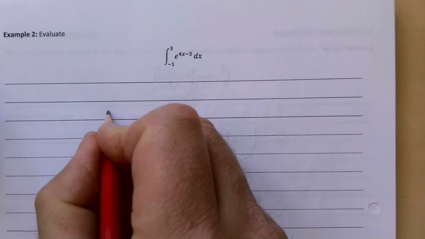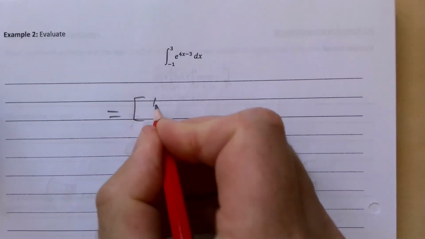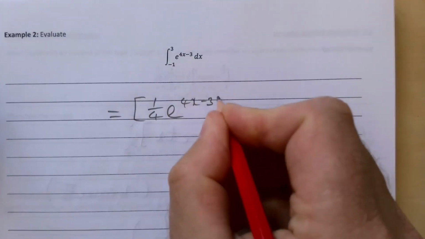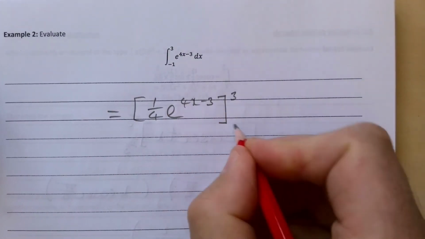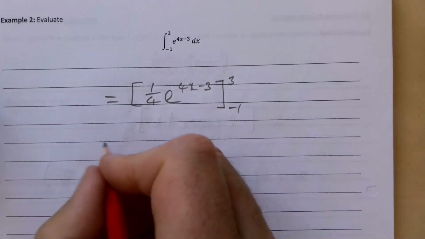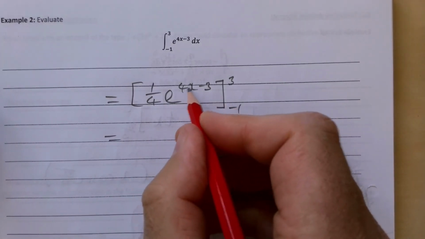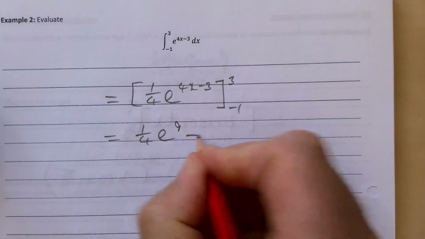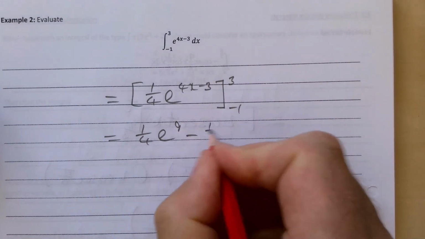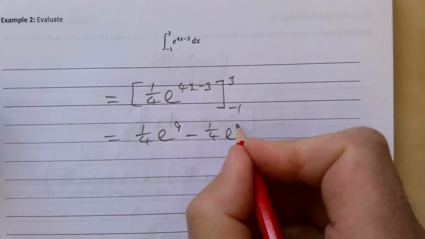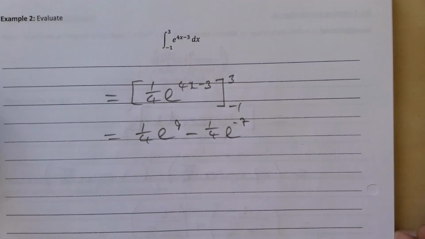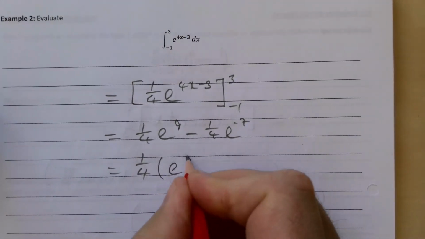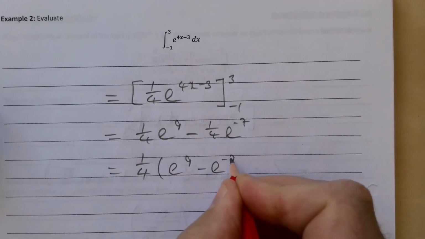So integrating this is a quarter e to the 4x minus 3, and that's in between 3 and minus 1. Sub in 3, I get 12, take away 3, which is 9, so it's a quarter e to the 9, take away a quarter e to the minus 7, and not really much in terms of tidying up there. I'm going to take out a quarter, if you wish, so it's going to be a quarter, e to the 9 take away e to the minus 7.